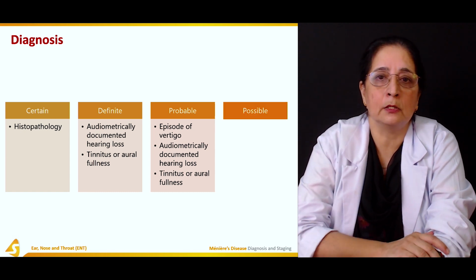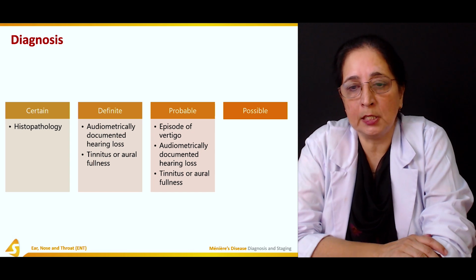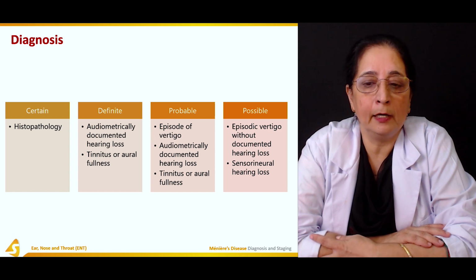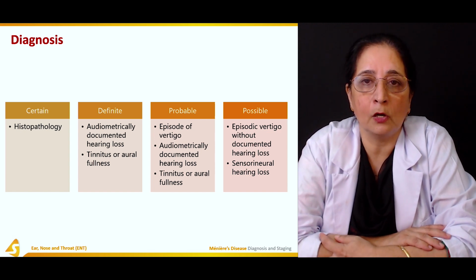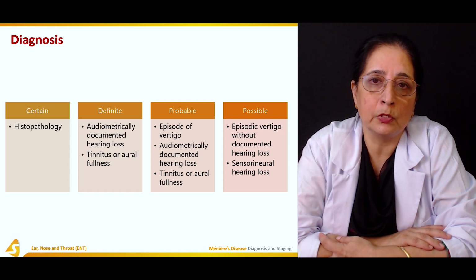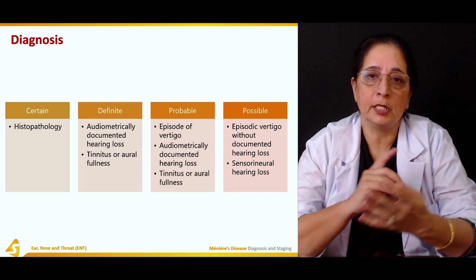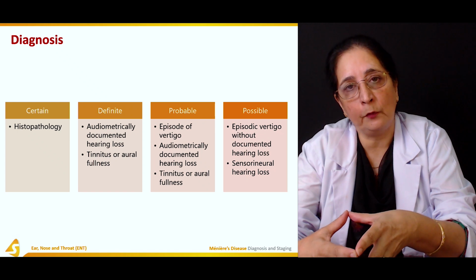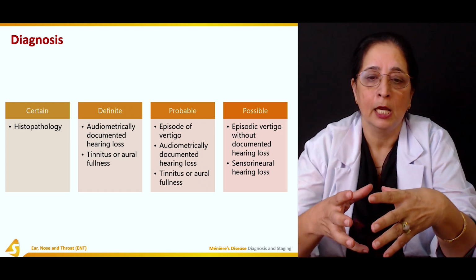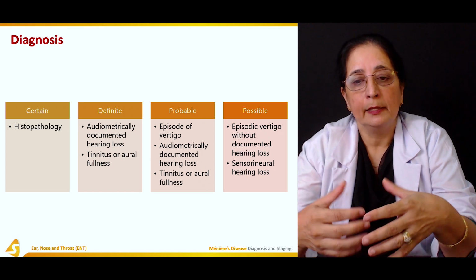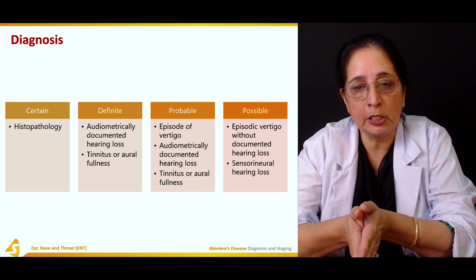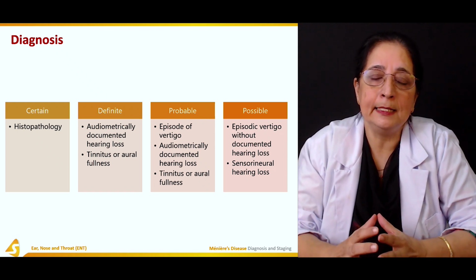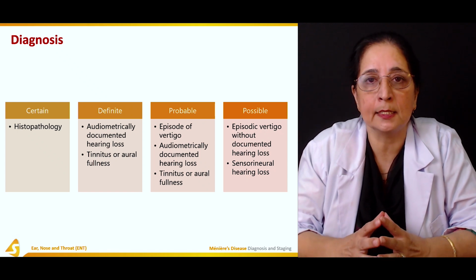Then possible diagnosis includes episodic vertigo without documented hearing loss, and sensorineural hearing loss. That is possible diagnosis of Meniere's disease. So certain is histopathology, definite further has tinnitus and fullness and audiometrically documented hearing loss. Then we have episodes of vertigo, tinnitus, aural fullness. So these are some steps that lead us to the diagnosis of Meniere's disease.